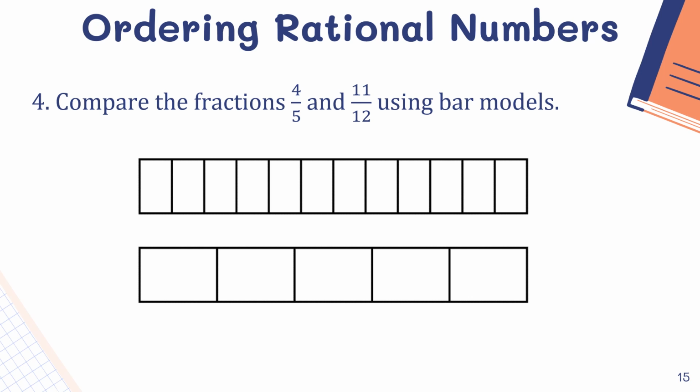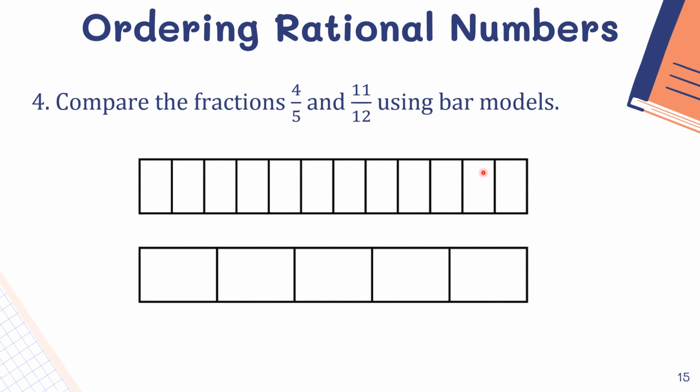So we're going to compare the fractions 4 over 5 and 11 over 12 using bar models or area models. You can see I've got two little strips here, and I've got the top one broken up into 12 pieces, and the bottom one broken up into 5 pieces because those are my denominators. That's my whole. If you're thinking of a fraction as a part over a whole, then the denominator represents the whole.